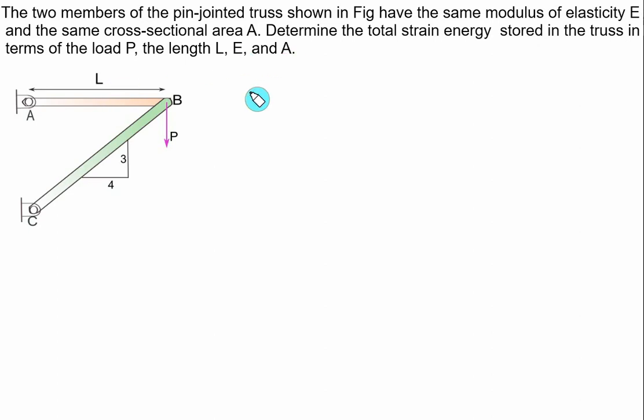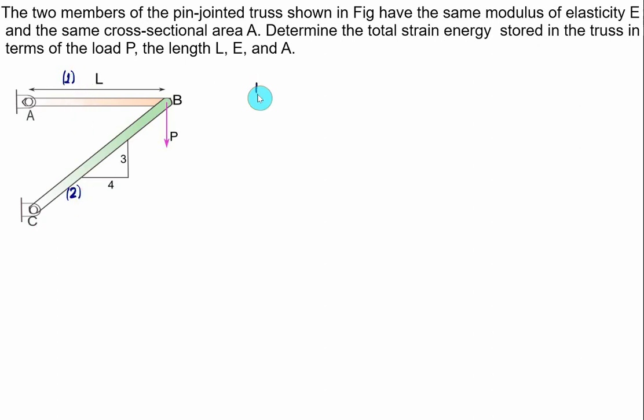Since here we have two members, one member is AB, which is member 1, and the second member is BC, which is member 2. So you have to calculate here the individual value of strain energy in member 1 and member 2.